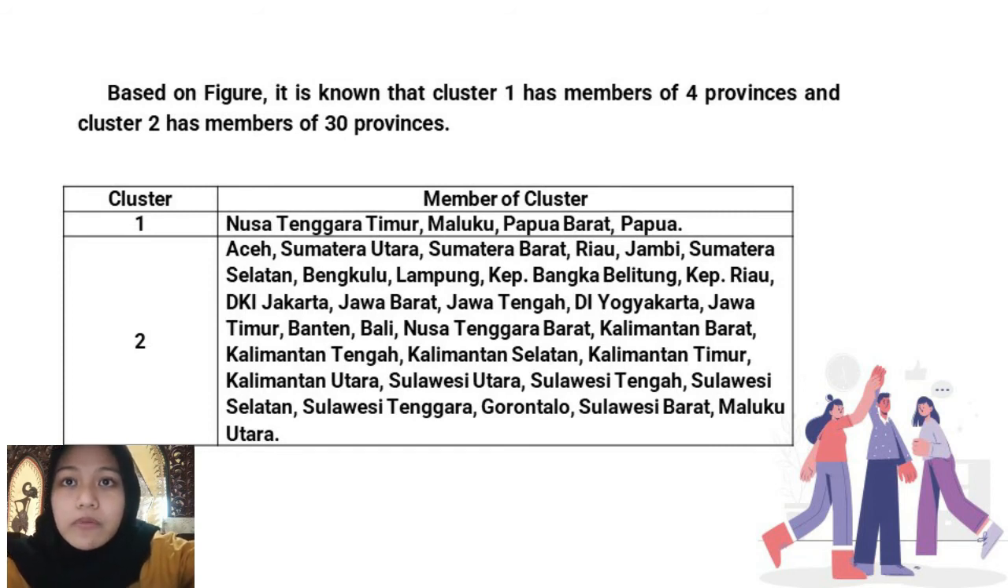And the members of cluster 2 are Aceh, Sumatera Utara, Sumatera Barat, Riau, Jambi, Sumatera Selatan, Bengkulu, Lampung, Kepulauan Bangka Belitung, Kepulauan Riau, DKI Jakarta, Jawa Barat, Jawa Tengah, DI Yogyakarta, Jawa Timur, Banten, Bali, Nusa Tenggara Barat, Kalimantan Barat, Kalimantan Tengah, Kalimantan Selatan, Kalimantan Timur, Kalimantan Utara, Sulawesi Utara, Sulawesi Tengah, Sulawesi Selatan, Sulawesi Tenggara, Gorontalo, Sulawesi Barat, and Maluku Utara.